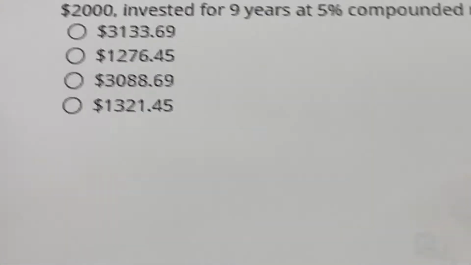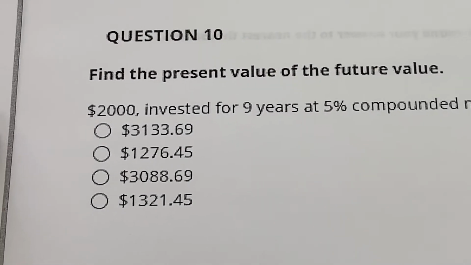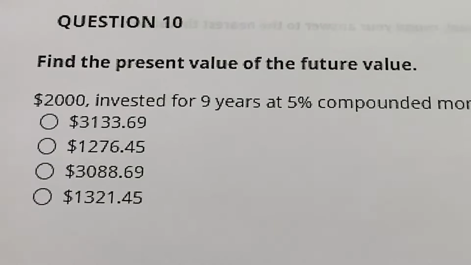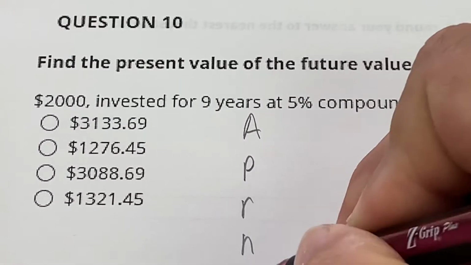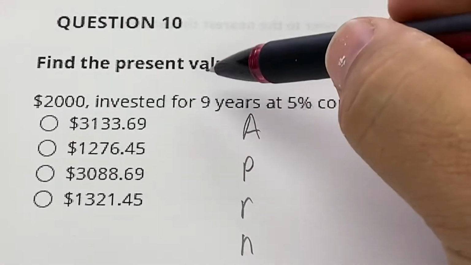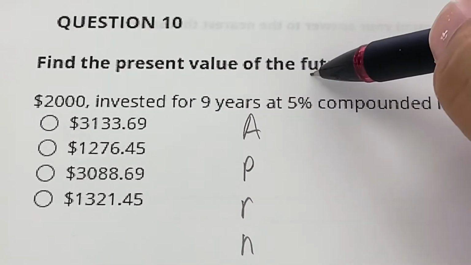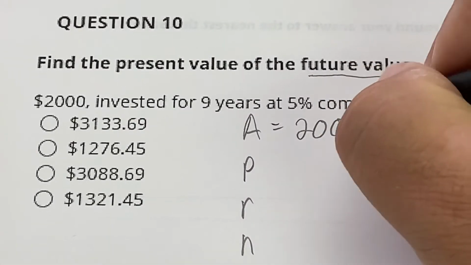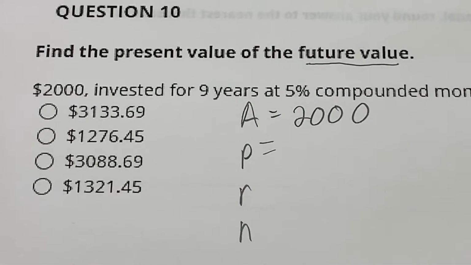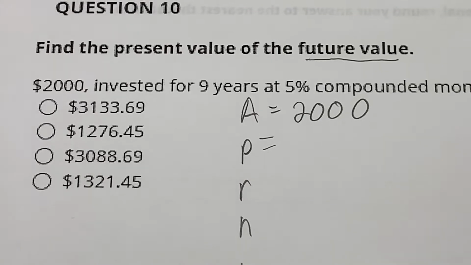Number 10, find the present value. So they give you the future value and they want the present value. All right? So, again, A print. Find the present value of the future value. $2,000 is the future value. We're looking for the present value. Maybe it's a typo.